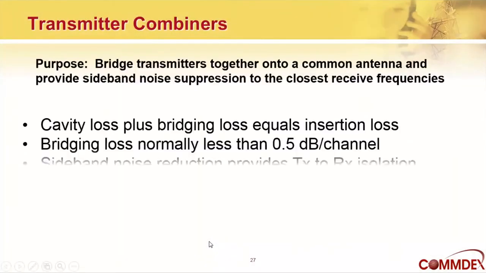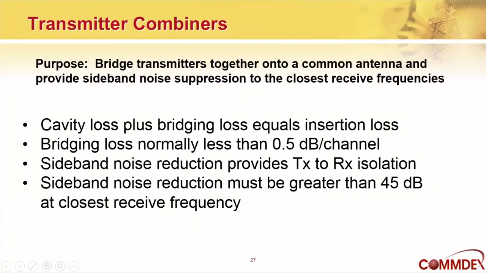So let's talk about transmitter combiners. These are devices that will combine some of the things we talked about, and their purpose is to bridge multiple transmitters together to use a common transmit antenna. They have a couple secondary functions. They cut down on transmitter sideband noise because they employ filters, and they also employ isolators.